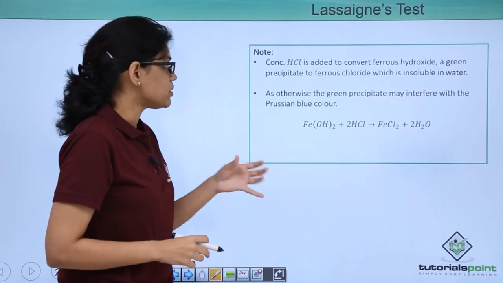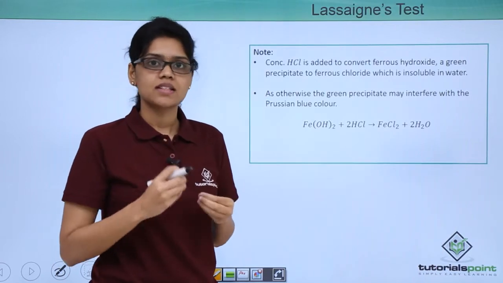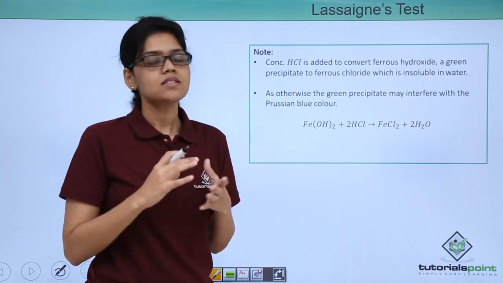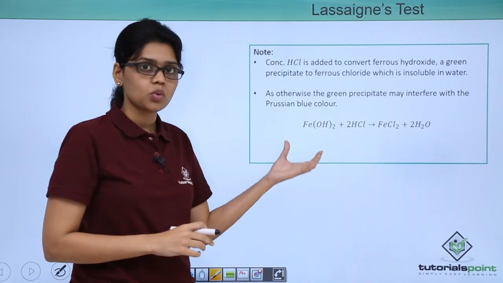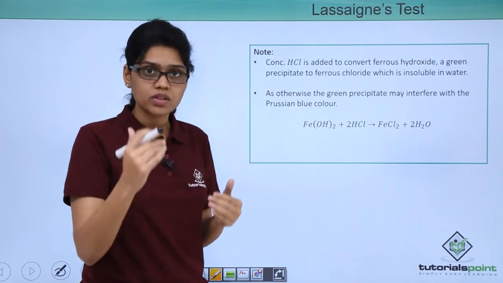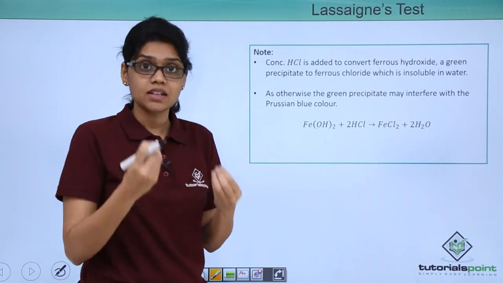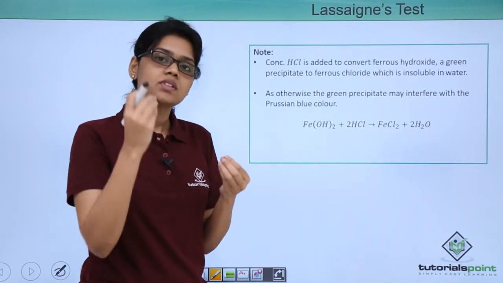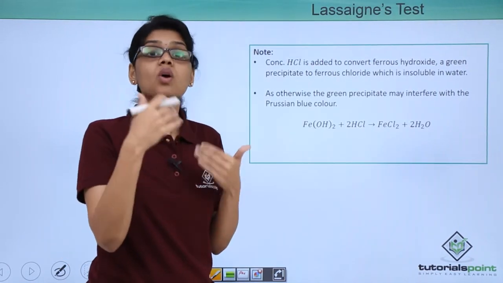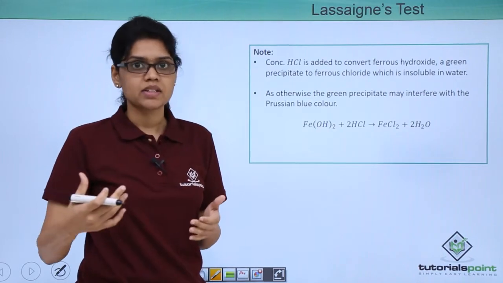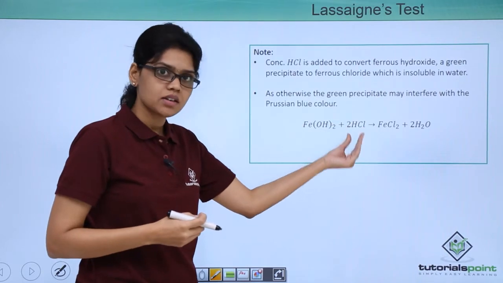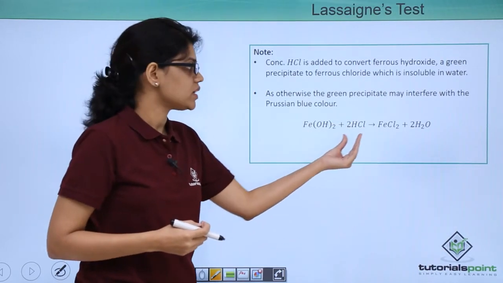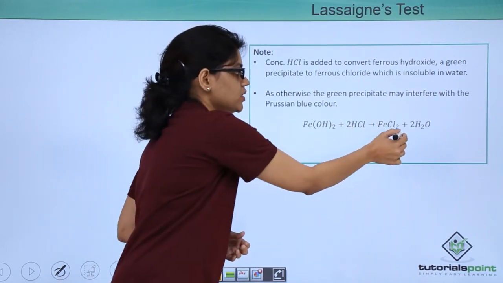Another important thing to remember is that we are adding concentrated HCl in our last step. What is the significance of this reagent? In the second step we got Fe(OH)2, ferrous hydroxide, which is green in color. In order for this ferrous hydroxide to not interfere with our final Prussian blue complex, we add concentrated HCl, which converts this hydroxide to soluble FeCl2 here.